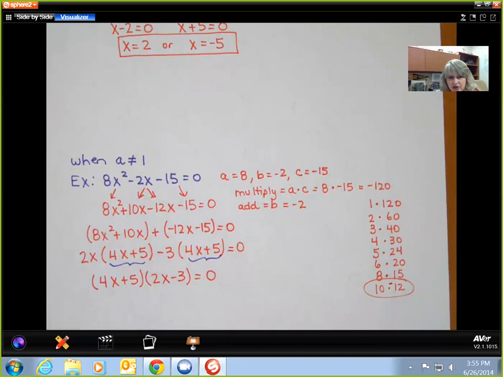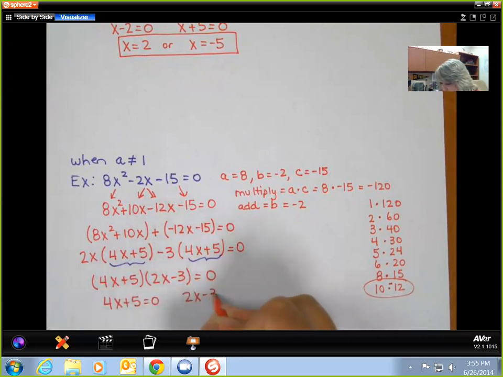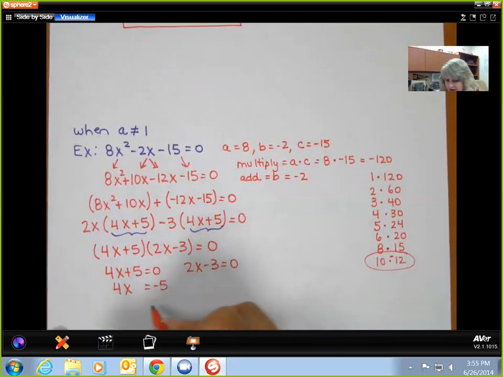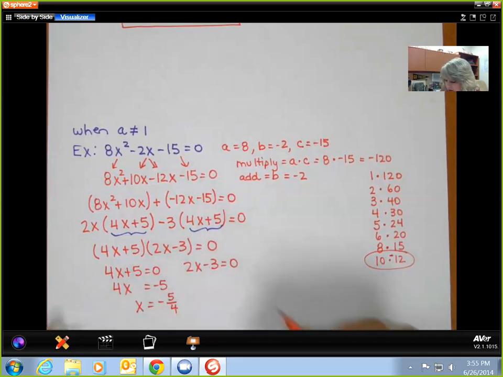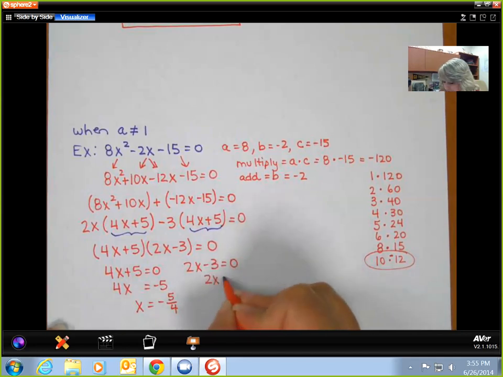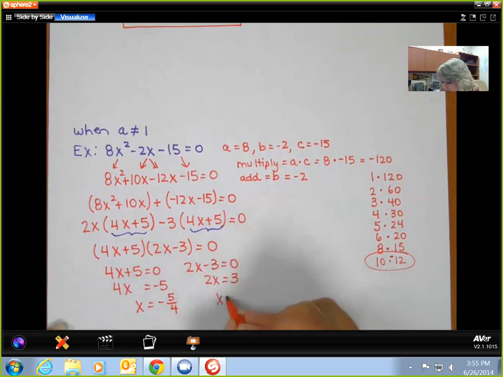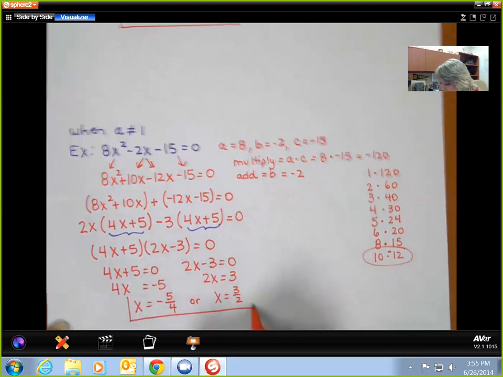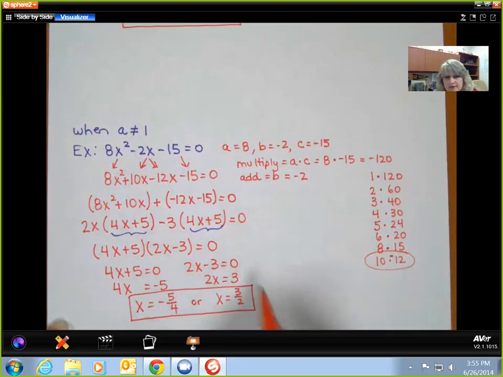Now we can set each factor equal to 0 and solve. So we have 4x plus 5 equals 0 and 2x minus 3 equals 0, and we'll solve each one for x. For the first, we're going to subtract 5 from both sides and divide by 4, so one answer is negative 5/4. For the other one, we're going to add 3, then divide by 2. So we have two solutions, negative 5/4 and positive 3/2. Hope this helped.